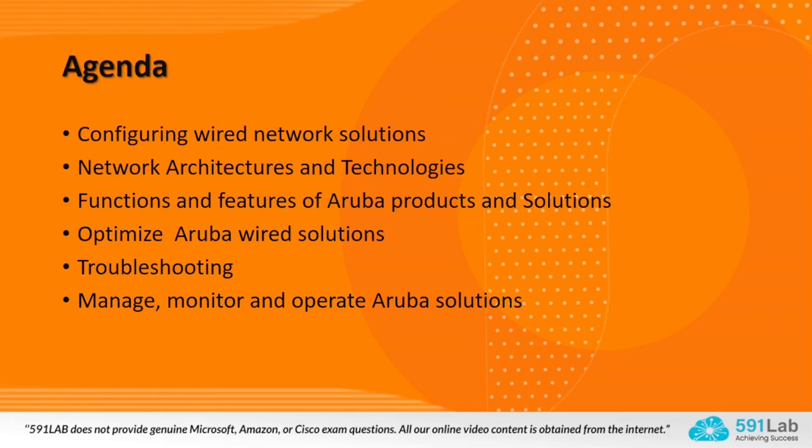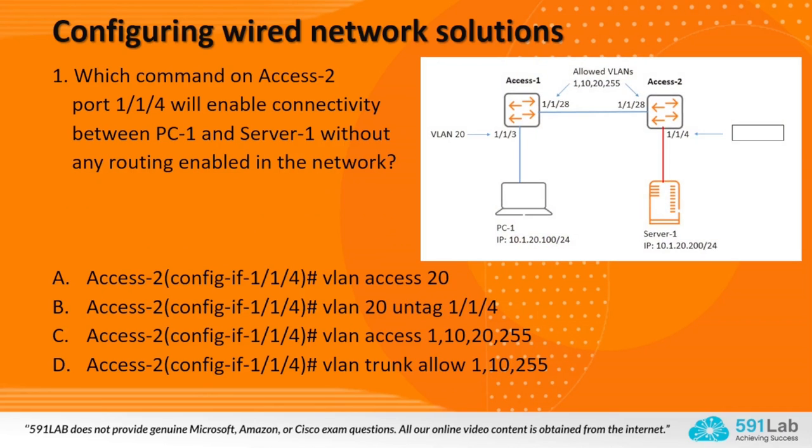Today we will be discussing a few topics such as configuring wired network solutions, network architectures and technologies, functions and features of Aruba products and solutions, optimize Aruba wired solutions, troubleshooting, management, monitoring, and operate Aruba solutions, from the Aruba Certified Switching Associate exam objectives. Okay, let's look at the first question under configuring wired network solution. Question number 1. Which command on access to port 1/1/4 will enable connectivity between PC1 and server 1 without any routing enabled in the network?